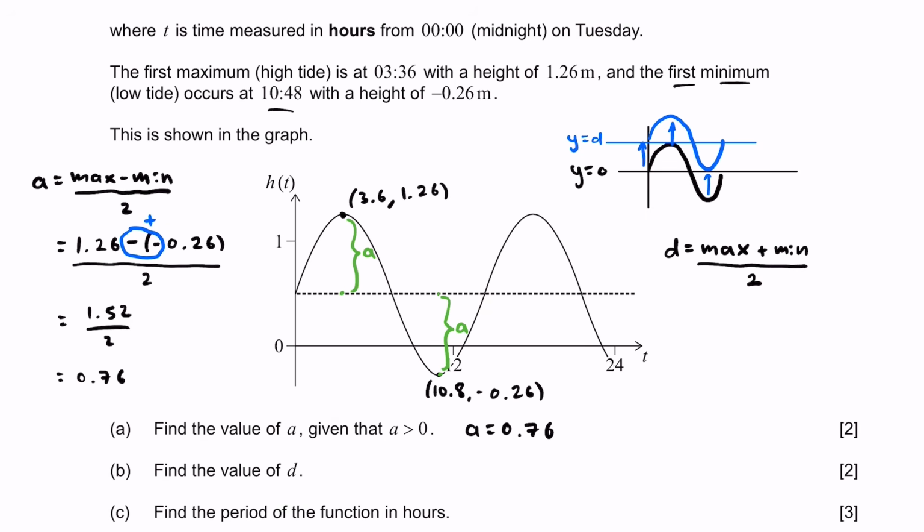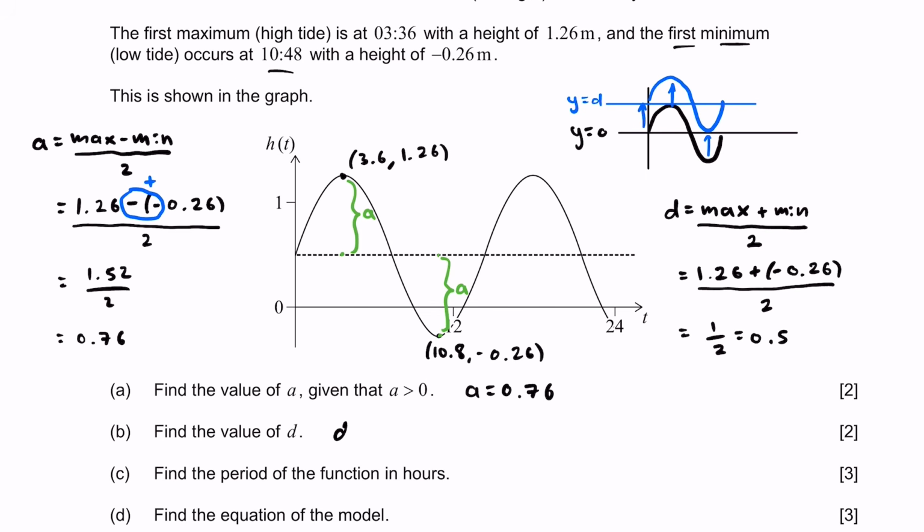So let's do that again. So we have 1.26 plus, in this case, but then watching the negatives once again, negative 0.26, divided by 2. This should be a nice number. This is just going to be 1 over 2, or as a decimal, we could write this as 0.5. All right. D is equal to 0.5.